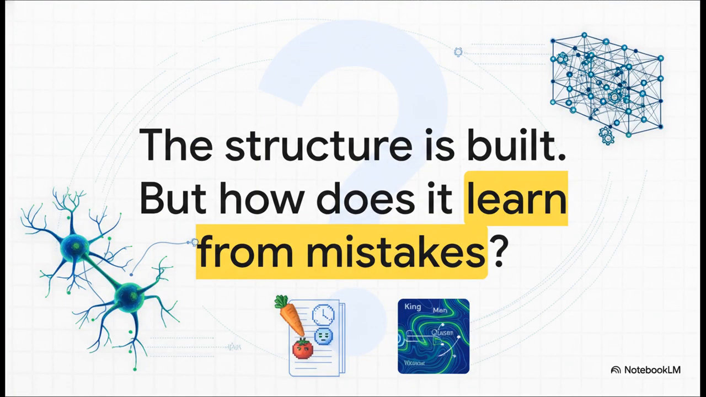But that raises a pretty massive question, doesn't it? We've built the structure, the car is assembled in the garage, but we haven't turned the key. The whole thing is just static. It can't do anything until it learns from experience. So how does this machine actually learn from its mistakes? How does it tweak all those millions of attention knobs on its own to get smarter and smarter?